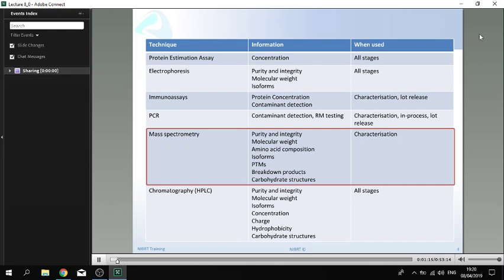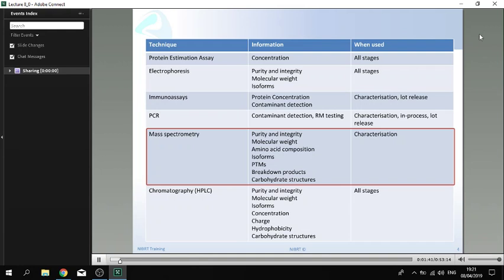So as you can see, mass spectrometry can give us a huge amount of information about our product. It can tell us information about its purity, integrity, molecular weight, amino acid composition, isoforms, post-translational modification, carbohydrate structure. So it's probably the most powerful method that we have at the moment.